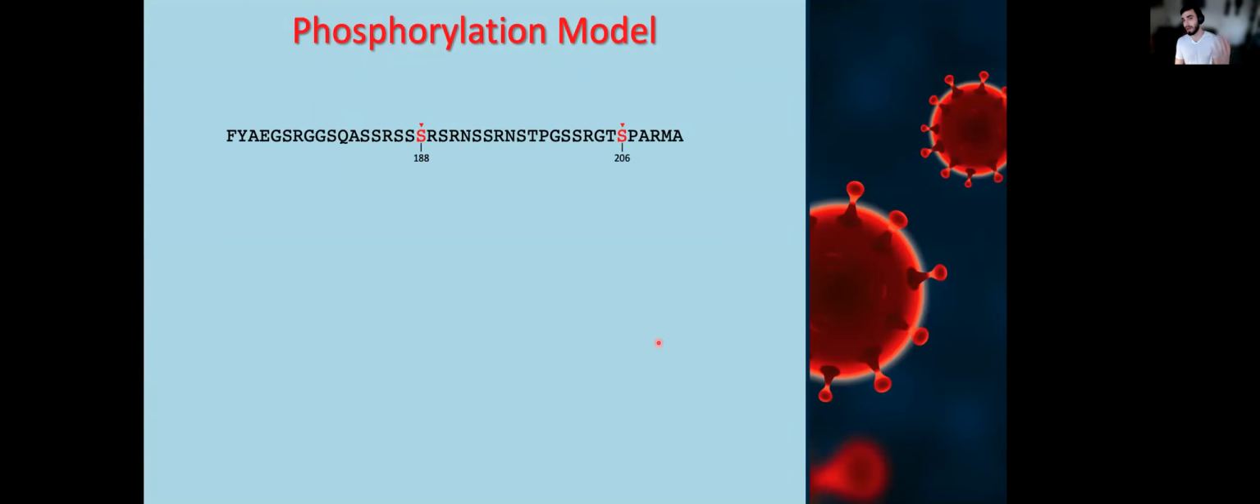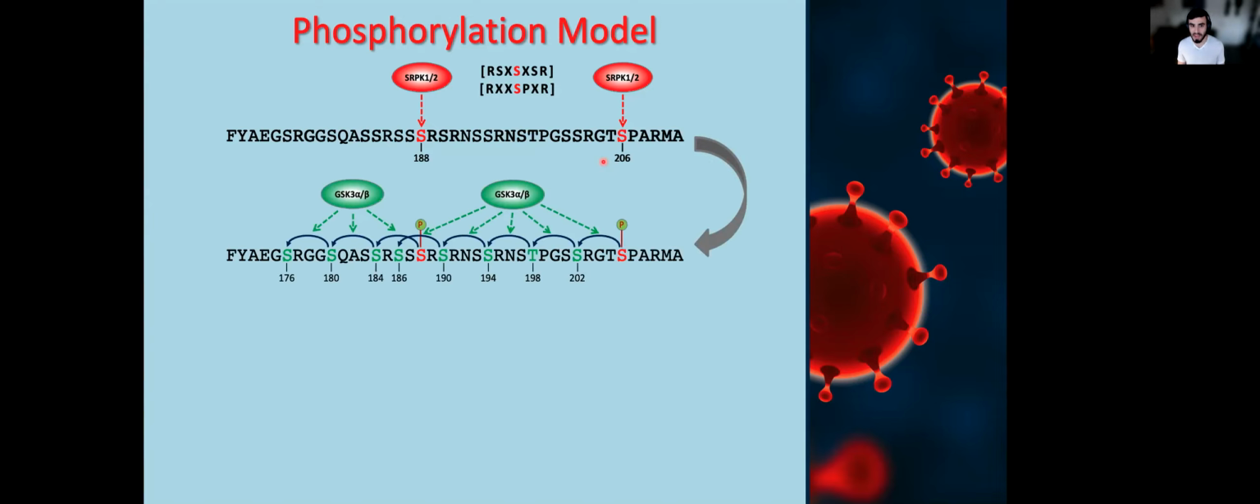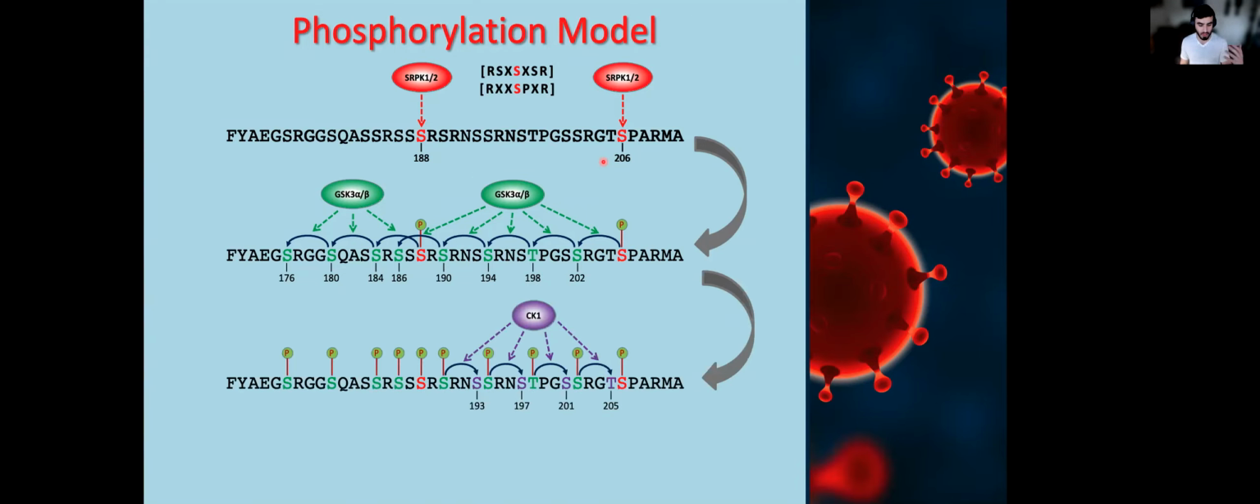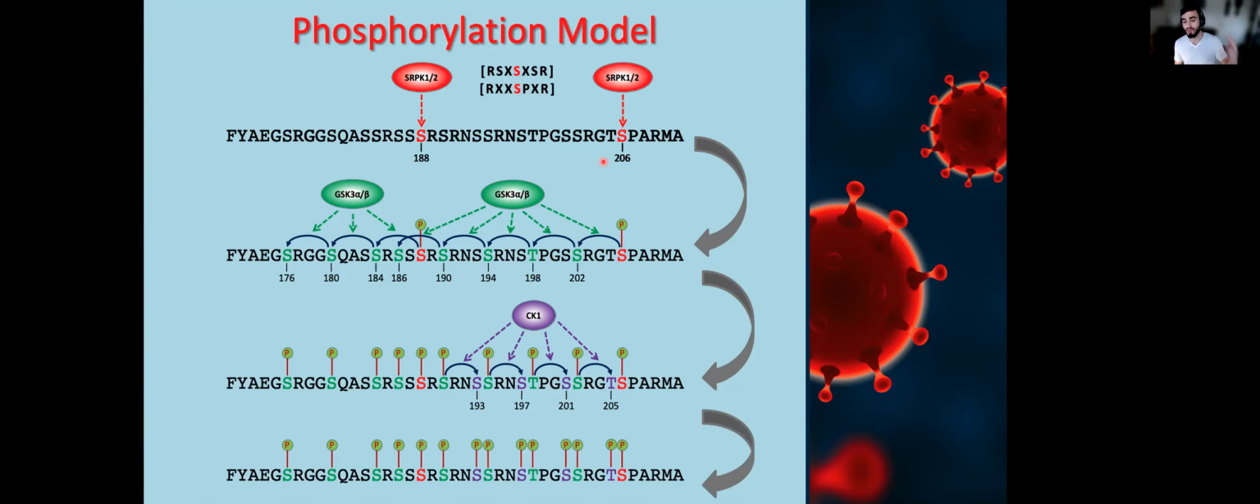So just to conclude, to summarize the phosphorylation model, we predict that the 2 sites, 188 and 206, would be phosphorylated by SRPK. Once that's happening, GSK3 alpha and beta will carry out the phosphorylation every 4 amino acids apart, amplify these 2 signals, and eventually casein kinase 1 will complete the phosphorylation of the 3rd chain. And this is how you get a heavily phosphorylated chain of 14 amino acids in the nucleocapsid domain. So according to that model, if we trim the head of the snake, if we inhibit the SRPK family, this entire cascade should not happen and the virus should be compromised.